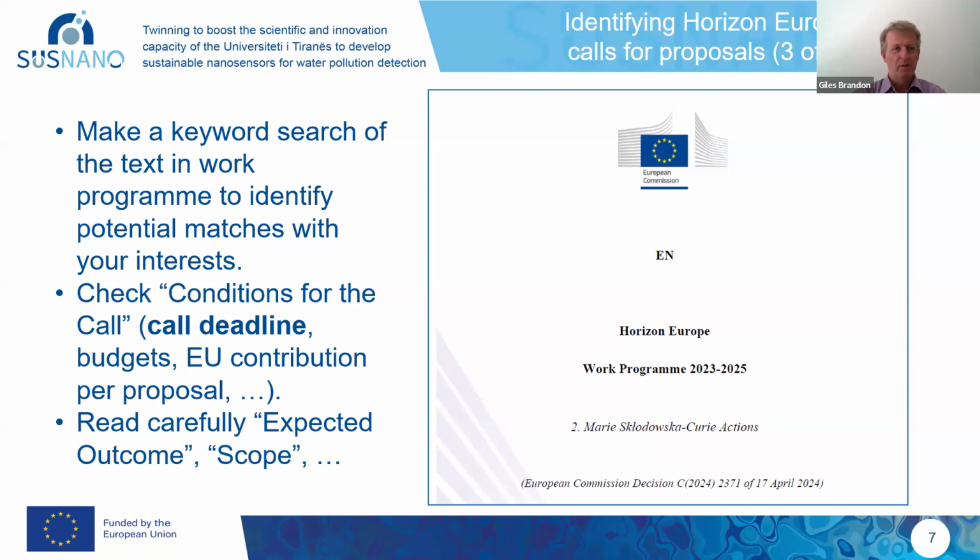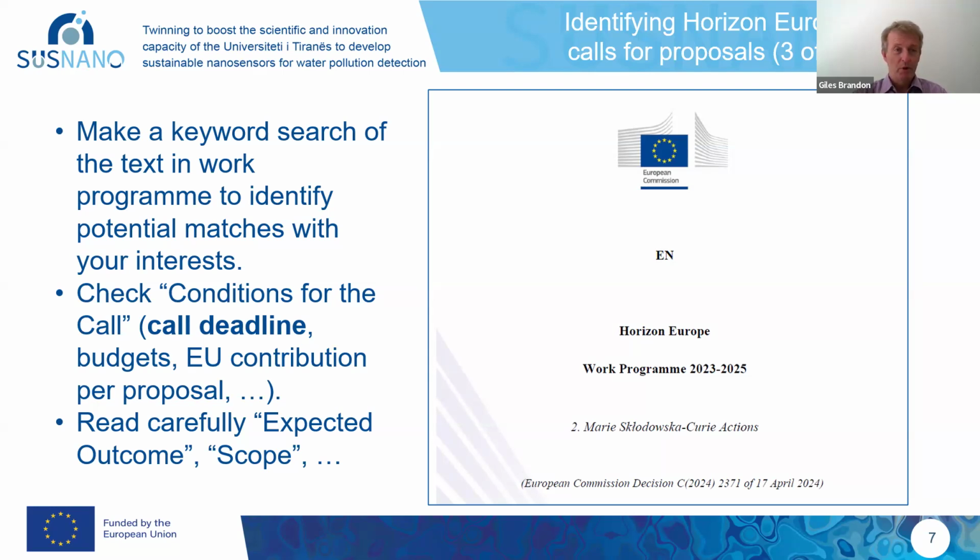Especially if you've got a work program for one of the clusters on the Pillar 2, that may be the most effective way for you to quickly try to identify any calls of interest to yourself. Now, assuming you found the particular pages, the important things you need to check are the conditions for the call. In brackets, I've written here, the call deadline, of course, is vital to know. But you'll also want to investigate what it says about budgets, what the EU contribution per proposal is, in other words, the grants that will be made available per funded project.